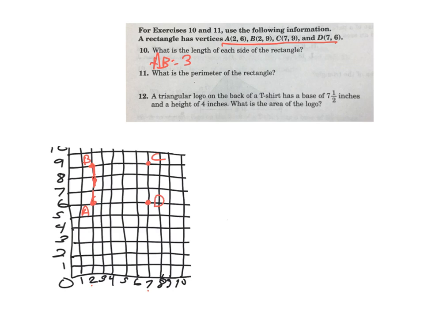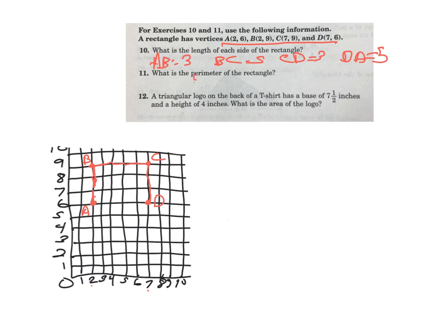So AB equals 1, 2, 3. And then B to C, 1, 2, 3, 4, 5, equals 5. CD equals 1, 2, 3. And then DA equals 5. Now, that's what each side is.